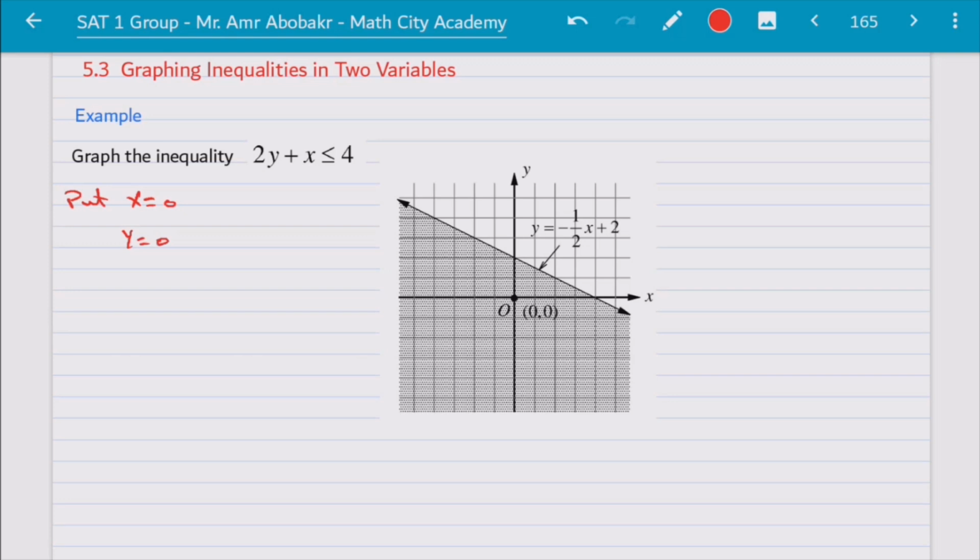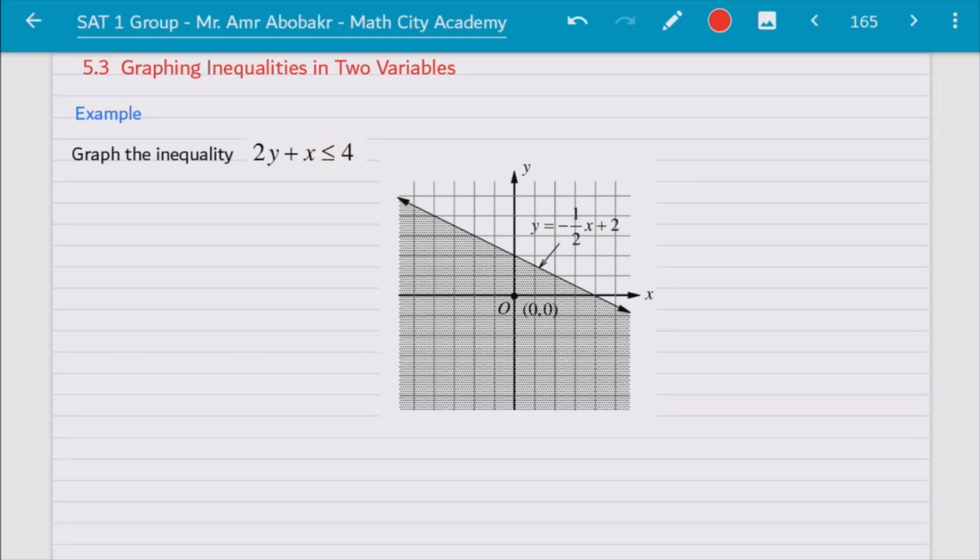But before putting x equal 0 and y equal 0, the first step, change the inequality to be like an equation. The first step, make the inequality like an equation. How? Convert this inequality sign to just an equal sign. So now I convert it to 2y plus x equals 4. This is the first step.